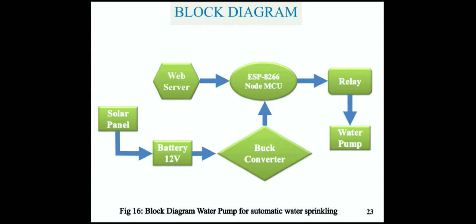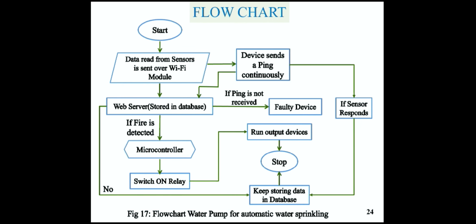Next, we will see the flowchart. A flowchart is a diagrammatic representation of an algorithm. So, looking into it from the start, the data read from the sensor will be sent over the Wi-Fi module, from where it will be moved to the web server to store in the database.